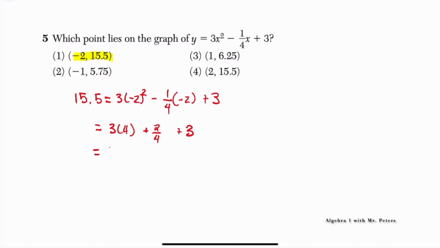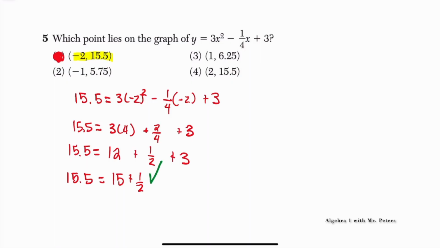Now when we simplify, this is going to be 12 plus 1 over 2 plus 3. And let's just bring down this 15.5 for the video's sake, right? So now we're saying 15.5 is equal to 15 plus 1.5. When we simplify 1.5 and add it to 15, we're going to get 15.5. So it looks like we were lucky and the answer choice is going to be number 1. But like I said, when you have this type of problem, we're trying to figure out which one of the ordered pairs is going to give us a true statement when we plug it in.